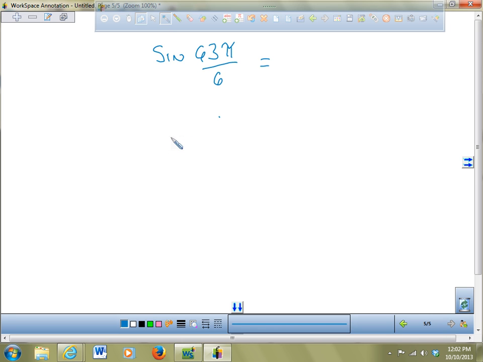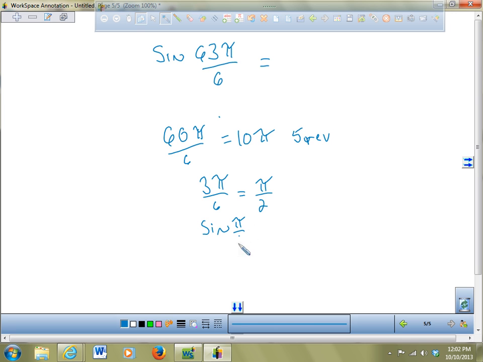It would be 5 revolutions. If you divide 60 pi by 6, you have 10 pi, which is 5 revolutions. And then you have 3 pi over 6 left, which is the same as pi over 2. So you'd have the sine of pi over 2, which is 90 degrees. That's one way to think of it.